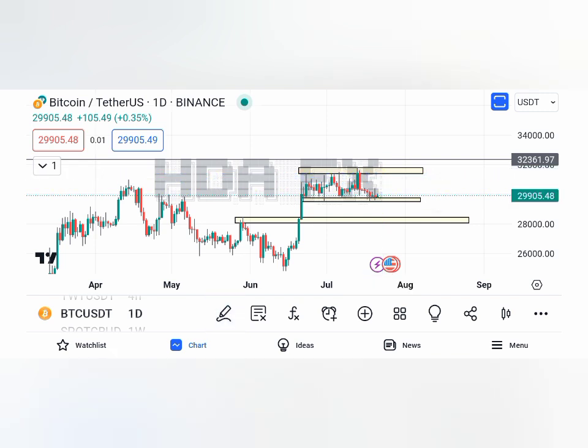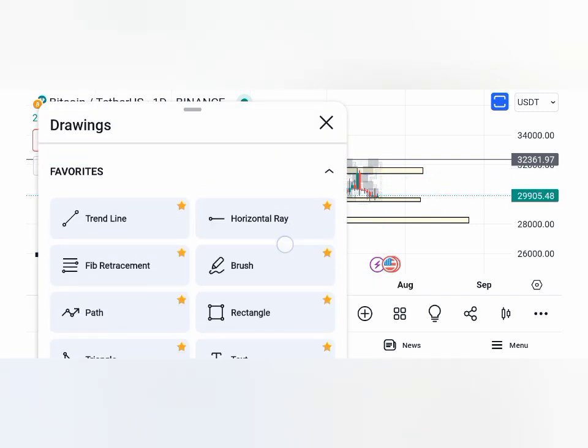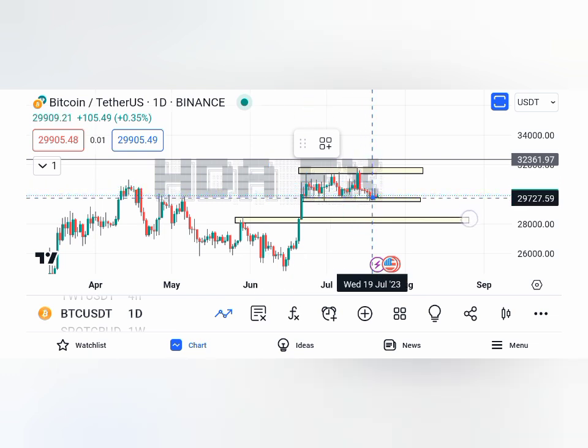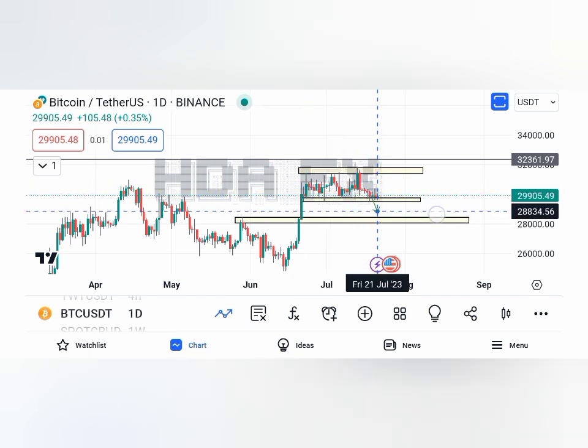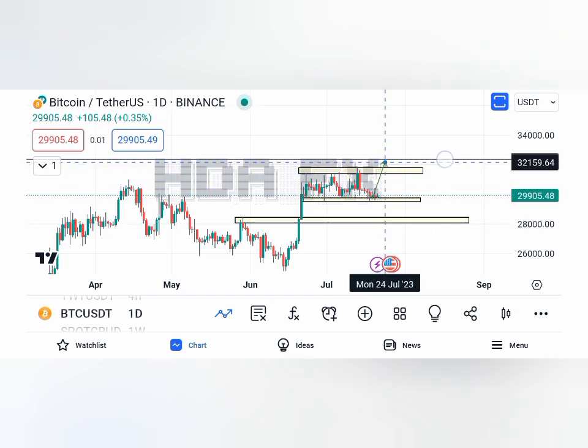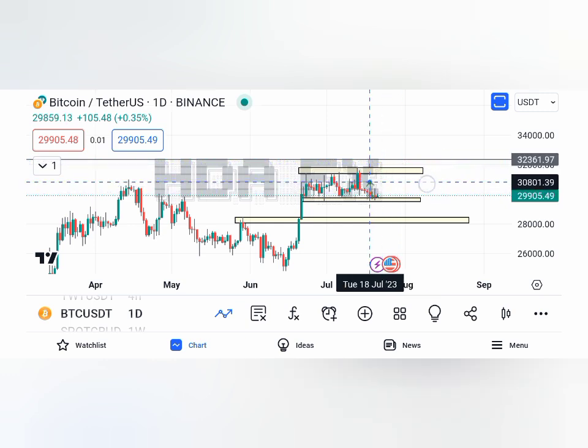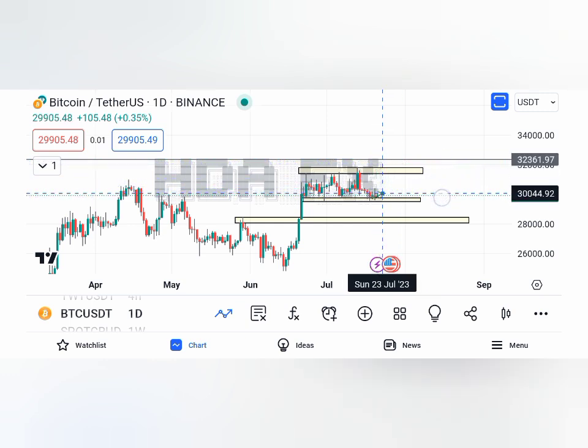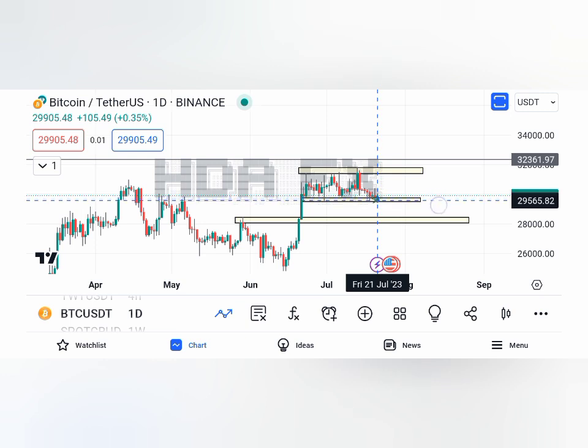But if Bitcoin breaks the zone downwards, my target will be this key zone here on Bitcoin. And if Bitcoin is to break upward, my target will be this point here. So this is what I can see on Bitcoin. Like I said, if you will be trading within the zone, it would be better to scalp because there's a lot of noise on crypto. This is my analysis on Bitcoin.